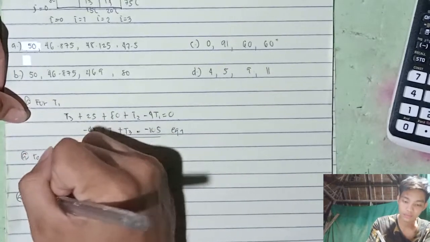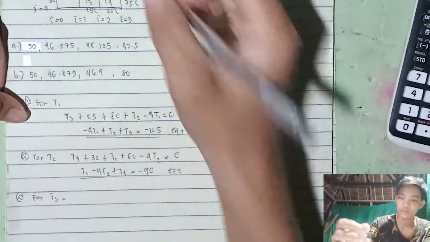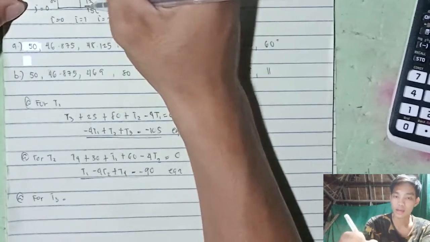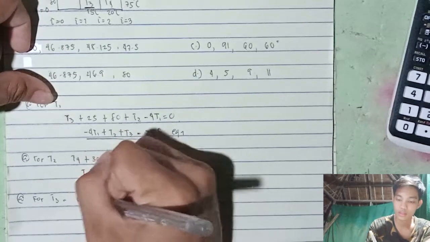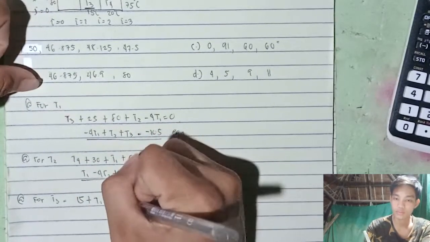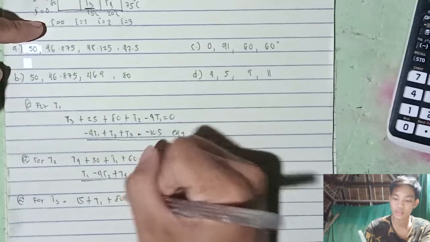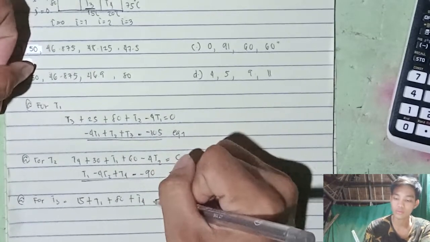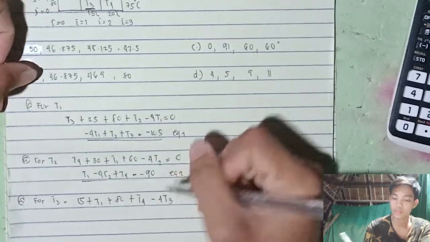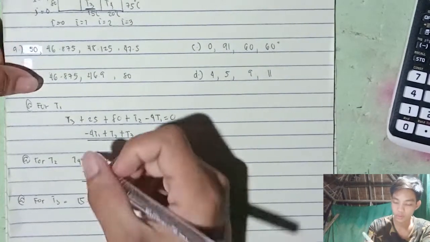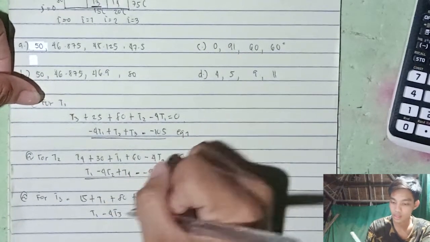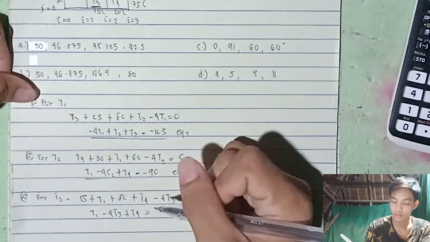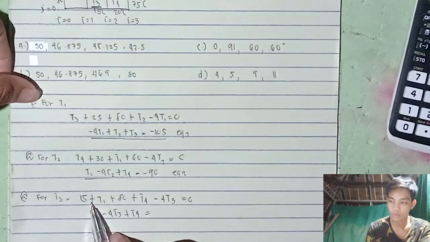And for temperature 3, this is our guide. We have the upper, we have the lower, we have 15 plus the upper plus T1 plus the left, which is 80, plus the right, which is T4, minus 4 T3, which is the unknown, equals 0. So we arrange the equation: T1 minus 4 T3 plus T4 equals 80 plus 15, which is 105.